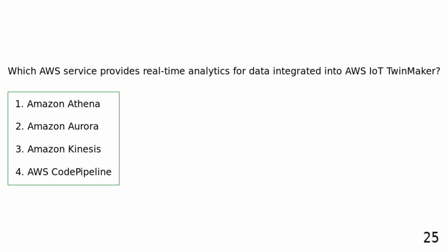Which AWS service provides real-time analytics for data integrated into AWS IoT TwinMaker? Amazon Athena, Amazon Aurora, Amazon Kinesis, AWS CodePipeline.